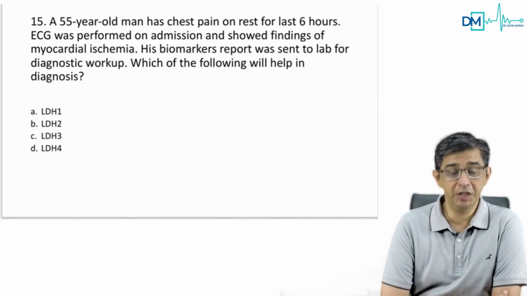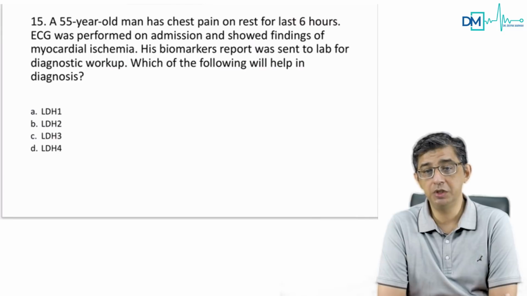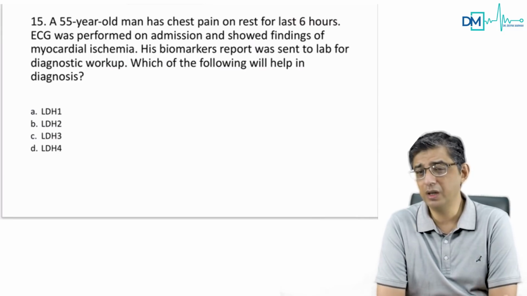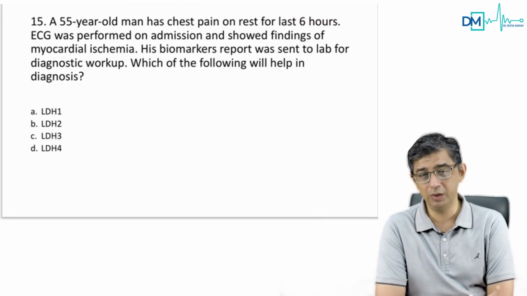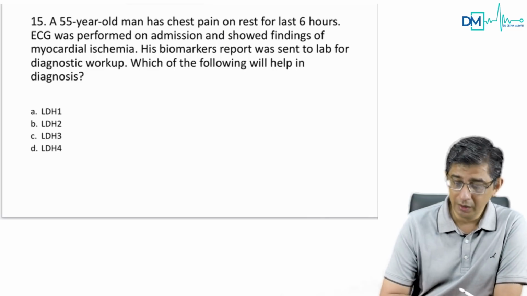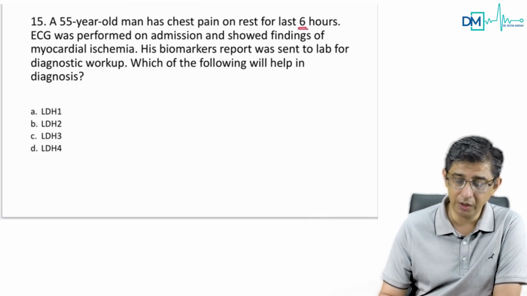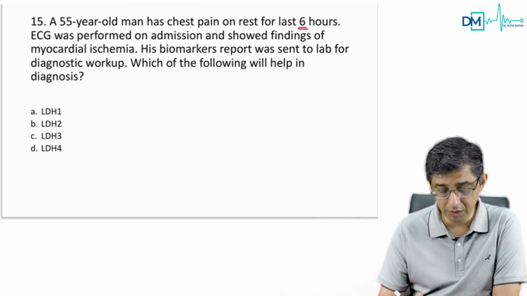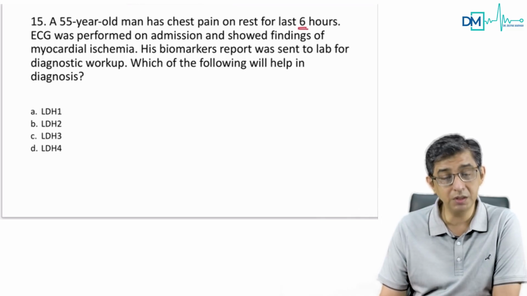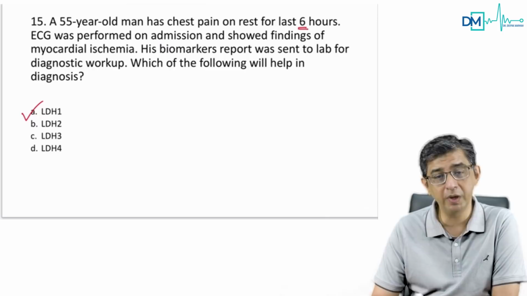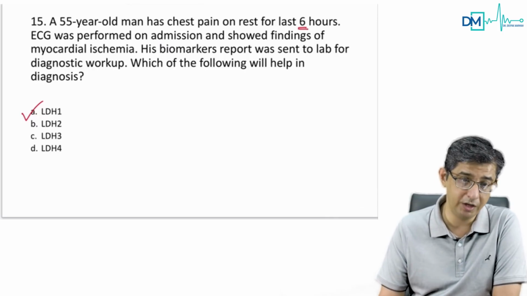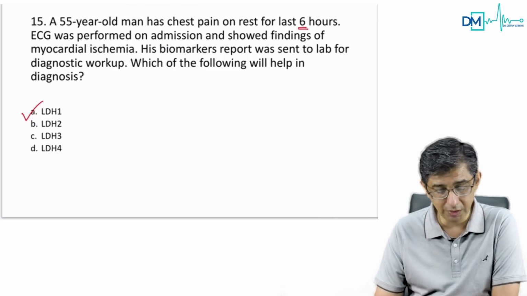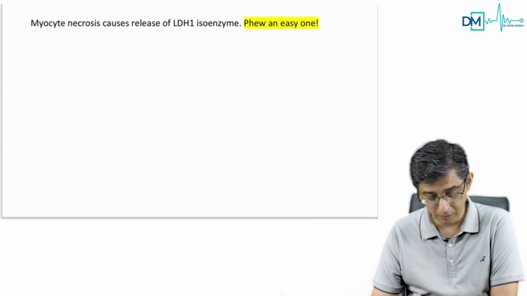This person is having chest pain at rest for last 6 hours. ECG was performed and is showing features of myocardial ischemia. I think this was one of the easiest ones. Even the pathologist would have discussed it. I mean, guy with chest pain for 6 hours, myocardial ischemia, biomarkers are showing these derangements. So we are definitely discussing MI, and you very well know the fact that myocyte necrosis will cause LDH1 values to increase. So I think this was a relatively easy one, and even the pathologist would talk about this one.